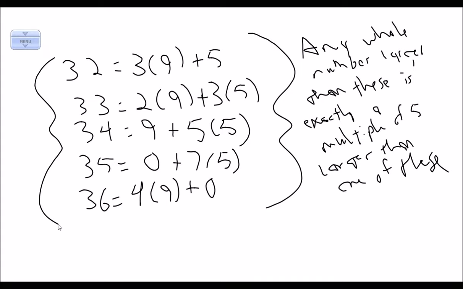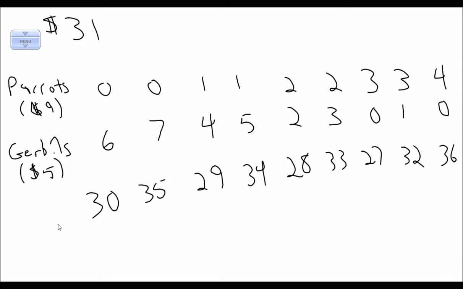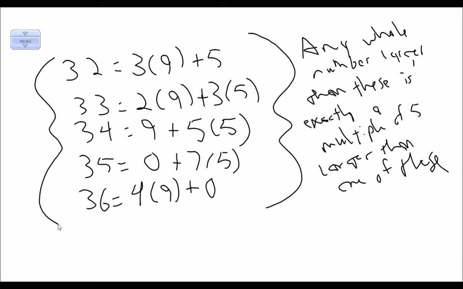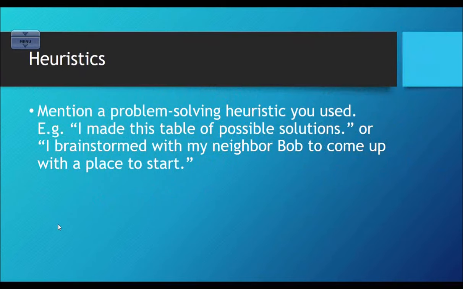Okay, so I told you the number was 31, why you couldn't hit 31, and then why you could hit everything larger. Those aren't the only ways to make those arguments, but you definitely need to make both of those arguments for me. Okay, in your heuristic section, you need to tell me some heuristic.